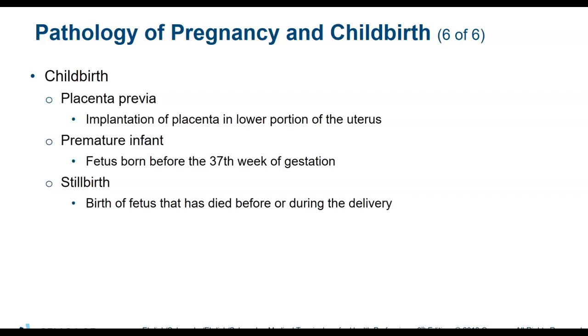Okay. Placenta previa, we talked about that. That's where the placenta is down at the bottom, kind of covering the cervix and the top of the vagina. And premature infant is a fetus born before the 37th week of gestation. Stillbirth is a birth of a fetus that's died before or during the delivery.